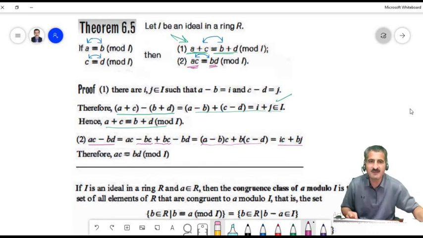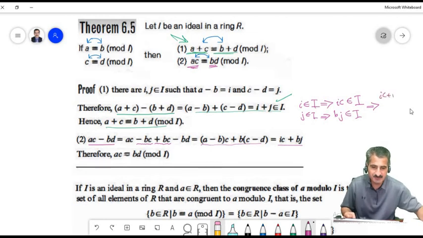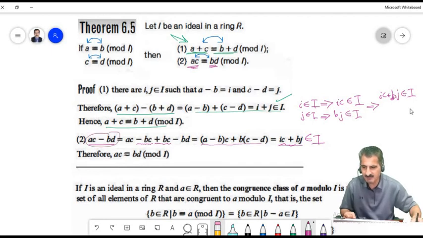Now we have i belongs to the ideal I, right? But we have an ideal, so ic belongs to I because of the absorption property. j belongs to I, so because of the absorption property, bj belongs to I. Now, I is an ideal, so it is a subring, so it is a subgroup. So addition of any two elements in there, ic plus bj, shall stay in I, and this is what we get in here. It belongs to I. What we got, AC minus BD belongs to I, which means they are congruent modulo I, and then we are done.